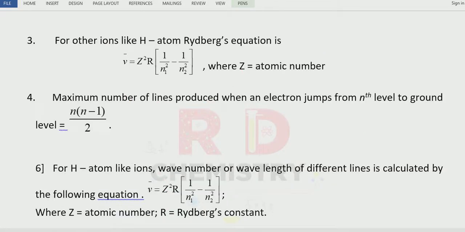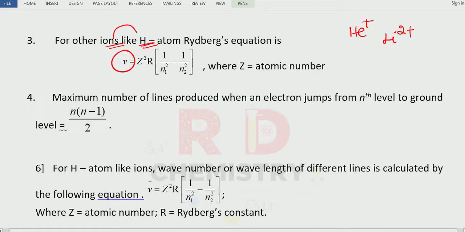We can also calculate the wave number nu bar for species other than the hydrogen atom. These are called hydrogen-like ions. That means helium contains 2 electrons. If I write helium plus, there is only 1 electron. Lithium contains 3 electrons. If I write lithium 2 plus, it contains 1 electron. That's why they are called hydrogen-like ions. In that case, you introduce Z square. Z is nothing but the atomic number. Remember, it is the atomic number, and the remaining formula is the same, R into 1 by n1 square minus 1 by n2 square, where Z is the atomic number.